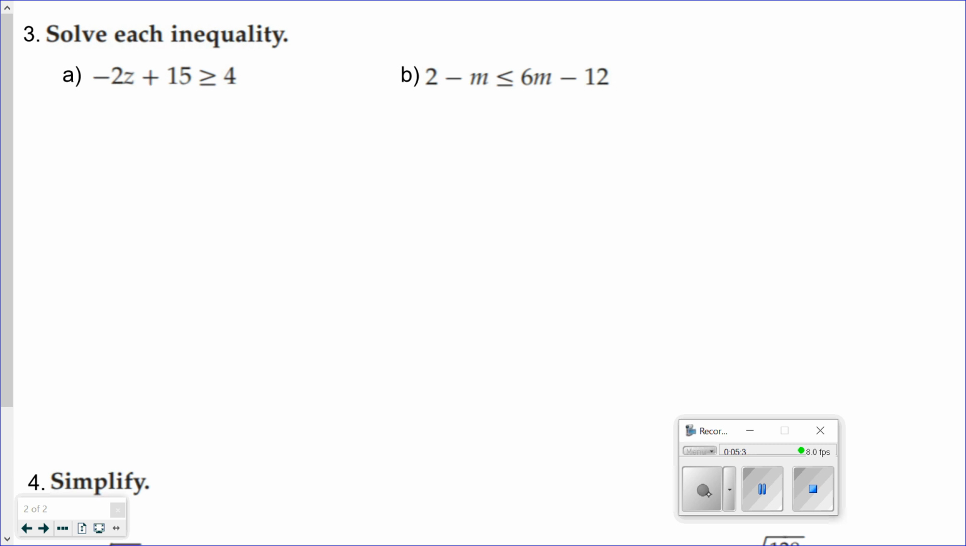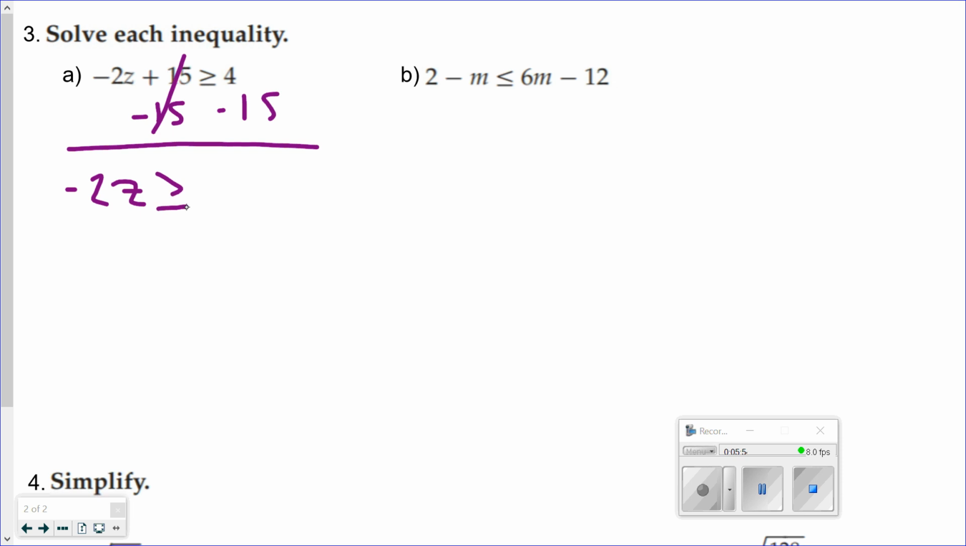Next, we're going to solve the inequalities. So for part A, I want to treat this like an equation, all right? Do the same steps we were doing for question number 2. So to get z by itself, I want to first subtract 15, subtract 15. So I get negative 2z is greater than or equal to negative 11. Next, I'm going to divide by negative 2, divide by negative 2. So I have z because those cancel.